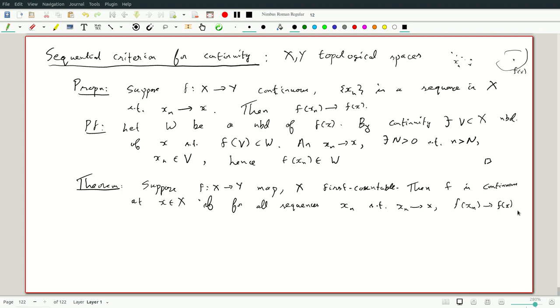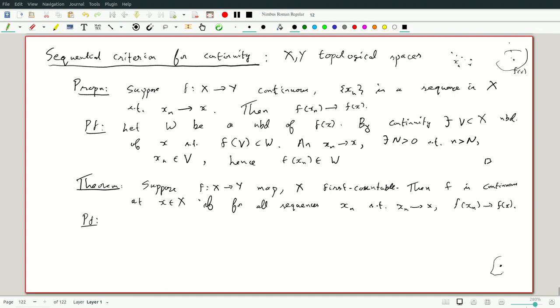So this is the sequential criterion for continuity. I should not claim this is trivial. This is the statement. The sequential criterion is saying that if we know that whenever a sequence converges to x, its image converges to f of x, we know that f is continuous. Okay, so here is a proof of this. Let's see. So suppose not. Then let's take a picture here.